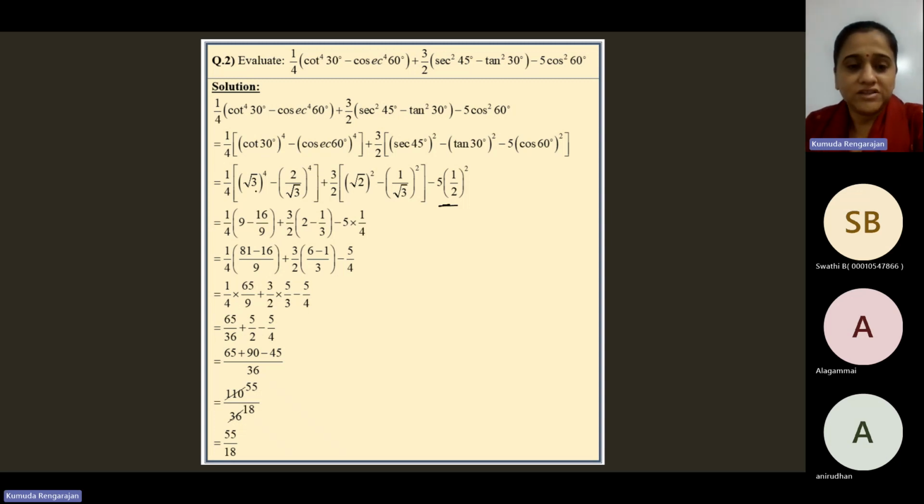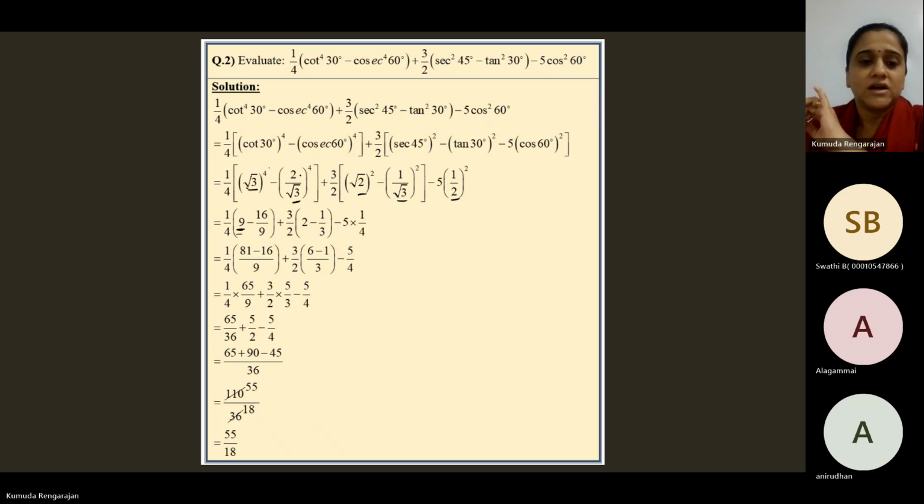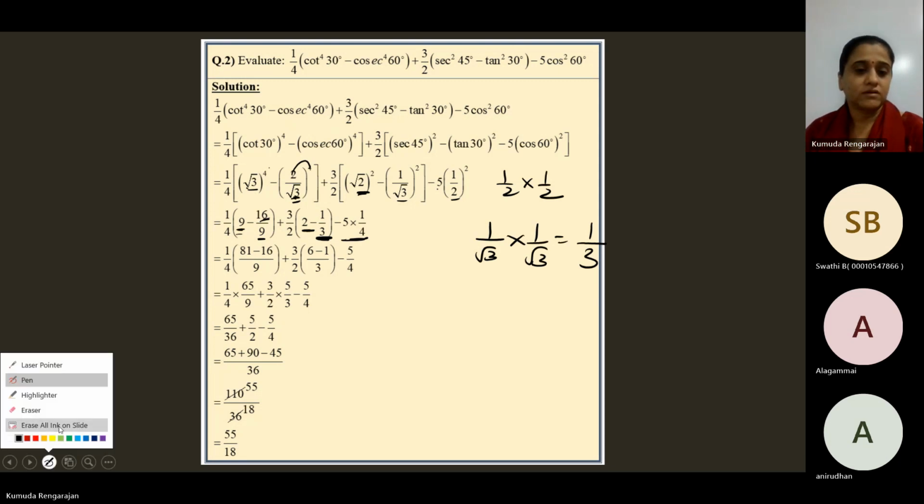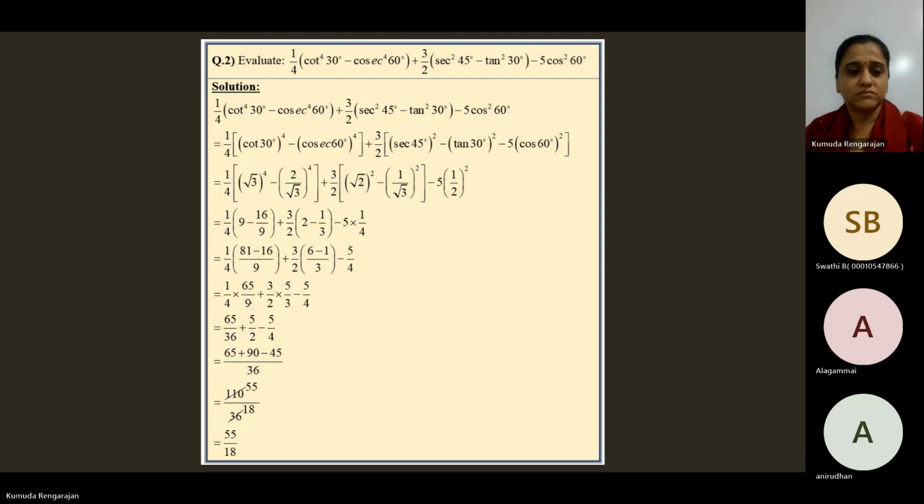See, these values we have substituted from the table. And then root 3 to the power 4 is 9 because root 3 into root 3 is 3. 3 3s are 9. 2 to the power 4 is 16 and this one is 9. Root 2 the whole square, root 2 into root 2 is 2. 1 by root 3 into 1 by root 3 is 1/3. And 5 into 1/2 into 1/2, 1/4, 5 into 1/4. So after this it's just LCM. I don't see anything after that. This is LCM, 55/18.